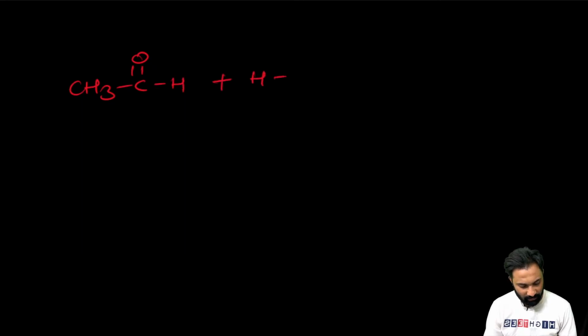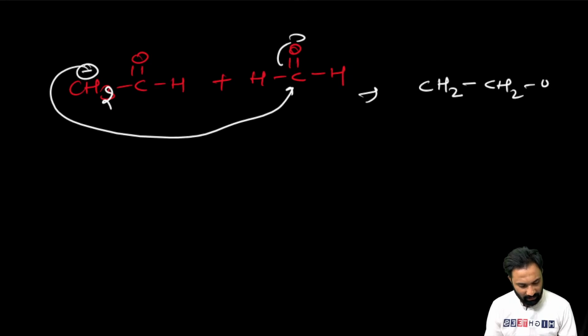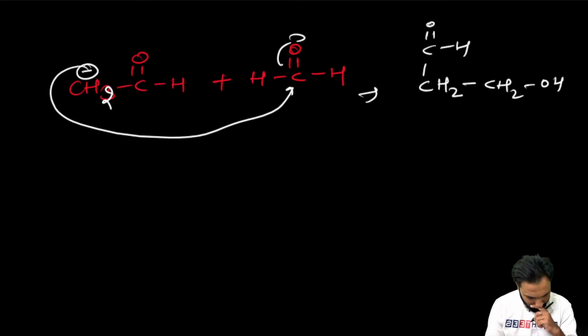Now listen. Here the first one is an aldehyde, right? This is formaldehyde, and the first one is acetaldehyde, and the other is formaldehyde, right? Now here we have the alpha hydrogen. This will become the carbanion, it will go and attack, and here it will get the OH, right? Now first CH2, and here it will become CH2, and here it will be the OH, and here we have C double bond OH, right?